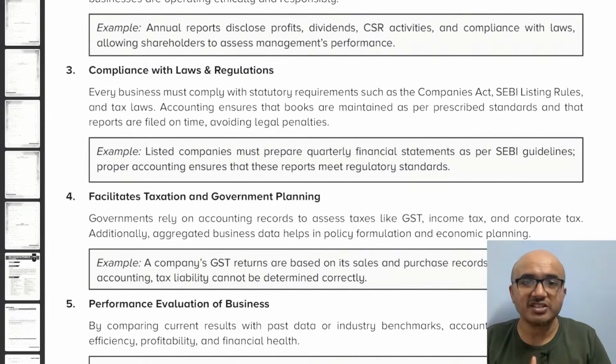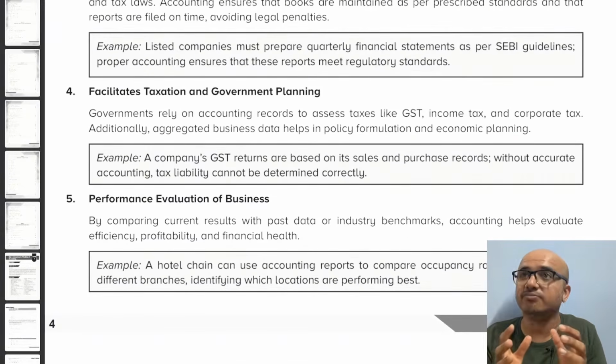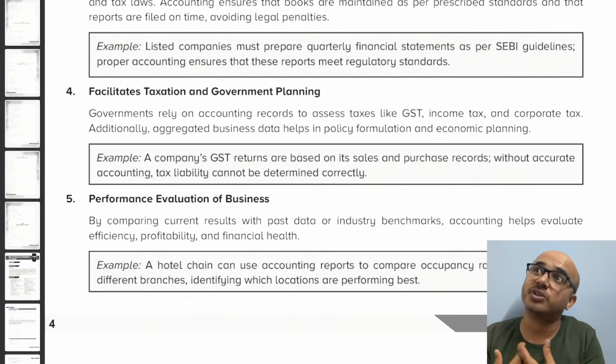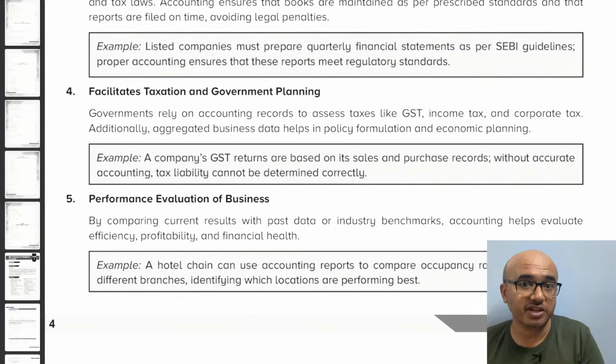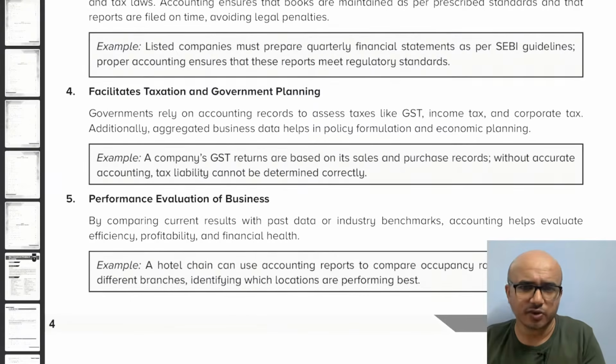Then it facilitates taxation and government planning. Of course, this is also there. The government will plan every year. The finance minister will present the budget through the Finance Act. So they also have to have an idea as to what the tax revenue might be, how much we will get through GST, how much through income tax. They rely on all these reports, and they will make an estimate of their revenue. For that, they rely on all the individual companies' accounting records. Of course, they look at the collective picture, but for that collective picture to be available, we need the records of individual companies.